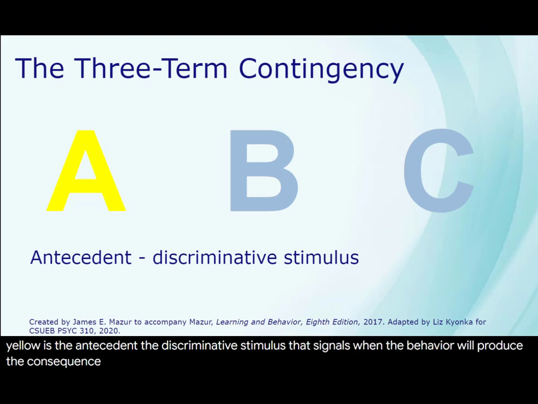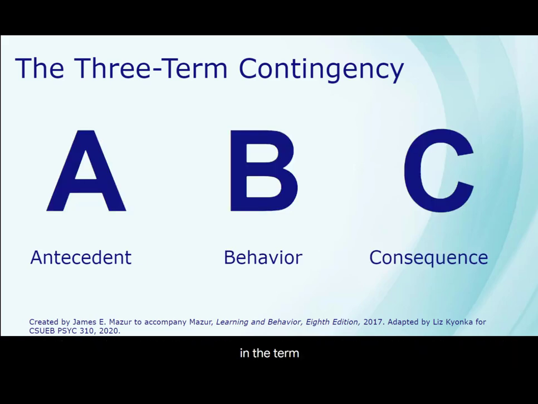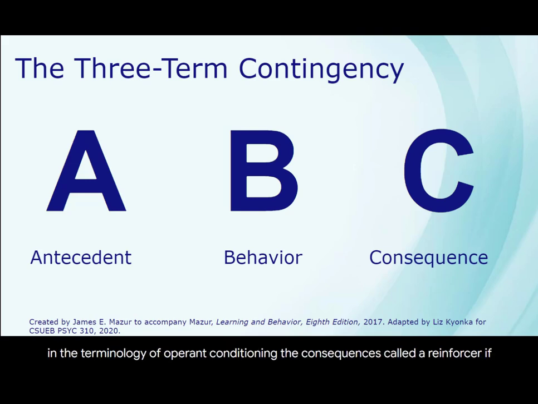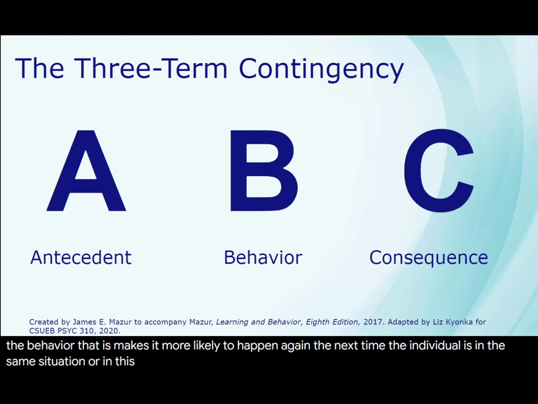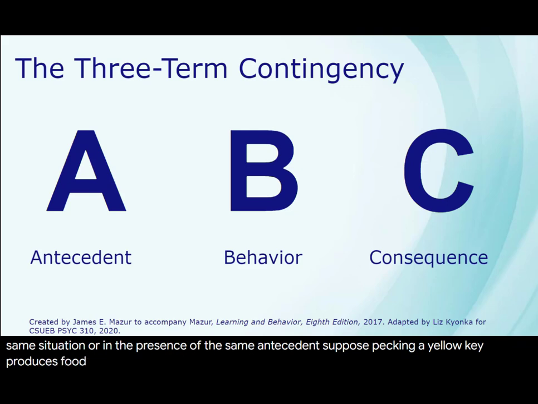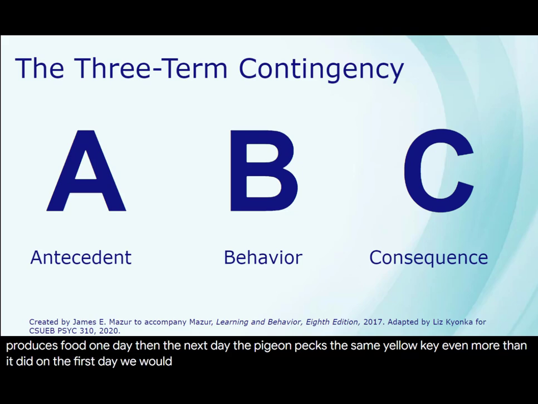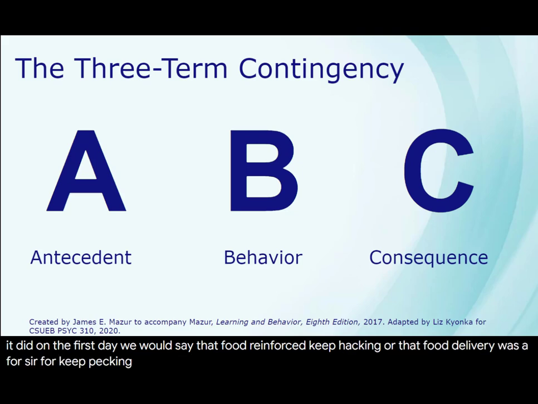In the terminology of operant conditioning, the consequence is called a reinforcer if it strengthens the behavior, that is, makes it more likely to happen again the next time the individual is in the same situation or in the presence of the same antecedent. Suppose pecking a yellow key produces food one day, then the next day, the pigeon pecks the same yellow key even more than it did on the first day. We would say that food reinforced key pecking, or that food delivery was a reinforcer for key pecking.